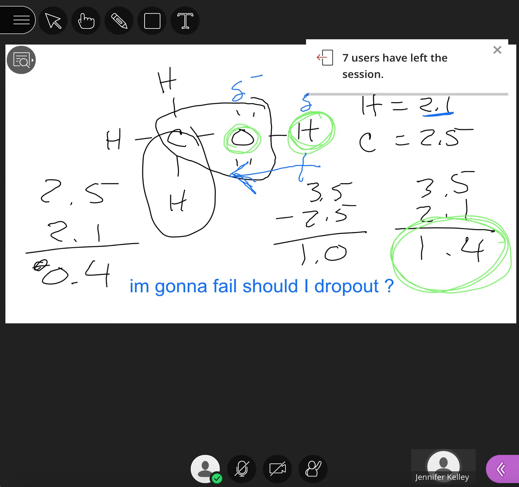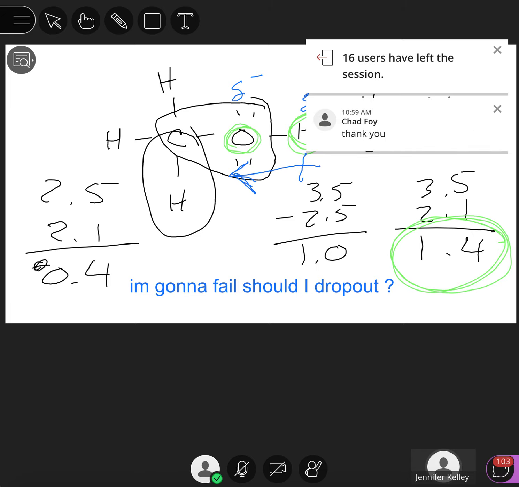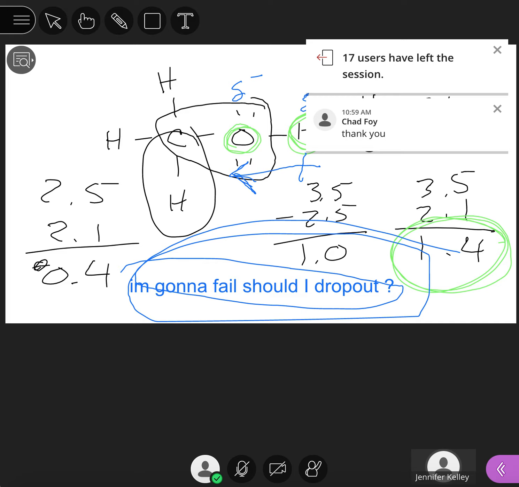I don't think that you're going to fail. I think you should just keep trying until you get closer to the drop date, and then see how things are going to be. So it might get better.